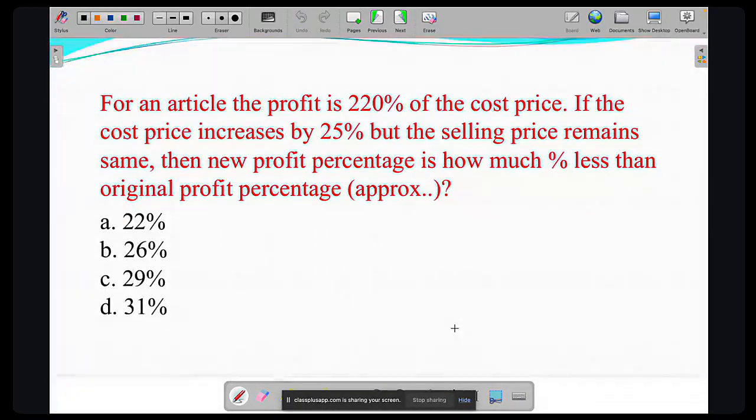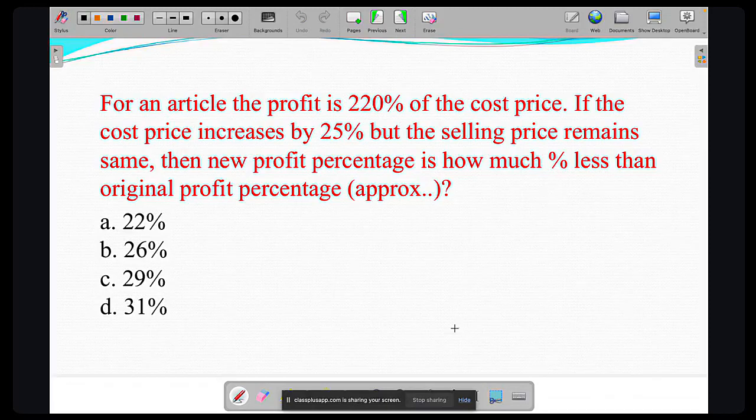Same type question. You have to try. Same question as it is. See, same model we are doing today. You have to assume either cost price or selling price based on that. Here, what will you assume? Tell me. Cost price or selling price?